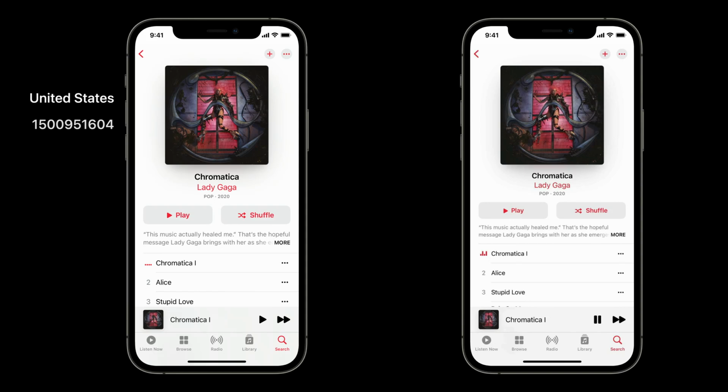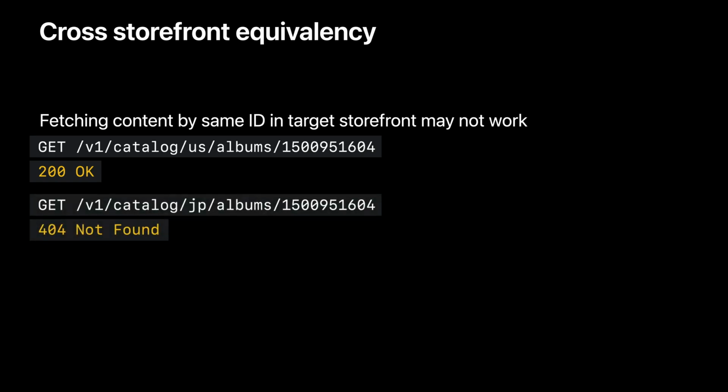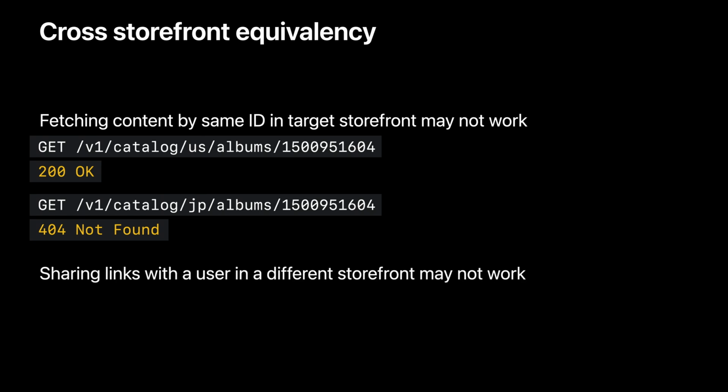For example, this album Chromatica has a content ID as shown here in the United States storefront. But an equivalent version of this album in the Japan storefront has a different ID. So if you fetch this album with the ID shown here in the US storefront, you will get a successful response from the API. But if you use the same ID to fetch the album in the Japan storefront, you will get a 404 response. As a result, sharing the link to a piece of content with someone in a different storefront may not work.